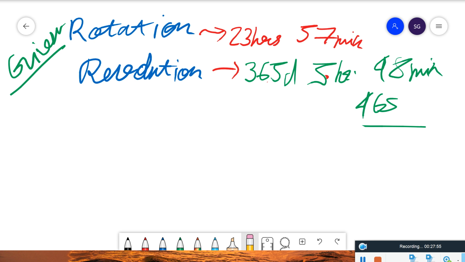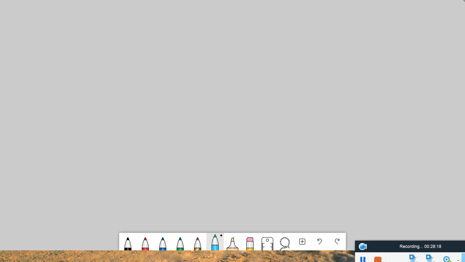First of all, I will consider the revolution and rotation period. Rotation should be computed in radian per second, and this should be in meter per second. These are the final units. So ultimately we have to convert this into this.